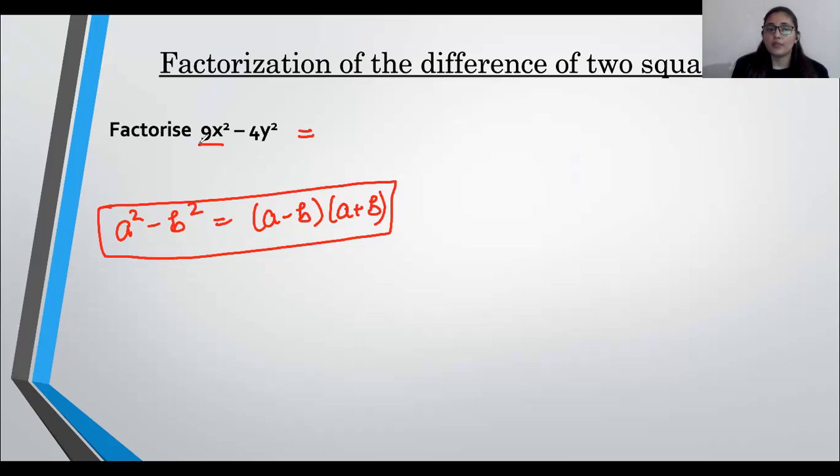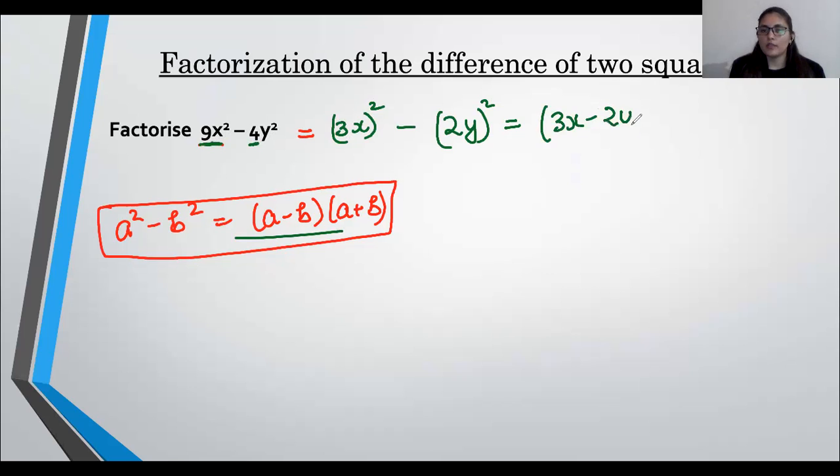Like how? We are having 9, so we can write 9 as 3 whole square, right? 9 can be written as 3 square. Similarly, we can write 4 as 2 square. So it will be 3x whole square minus 2y whole square. Simple? Simple. Now you can apply this identity. Now you are good to go. So you will get 3x minus 2y in one bracket and then 3x plus 2y in the second bracket. Good, and you are done.